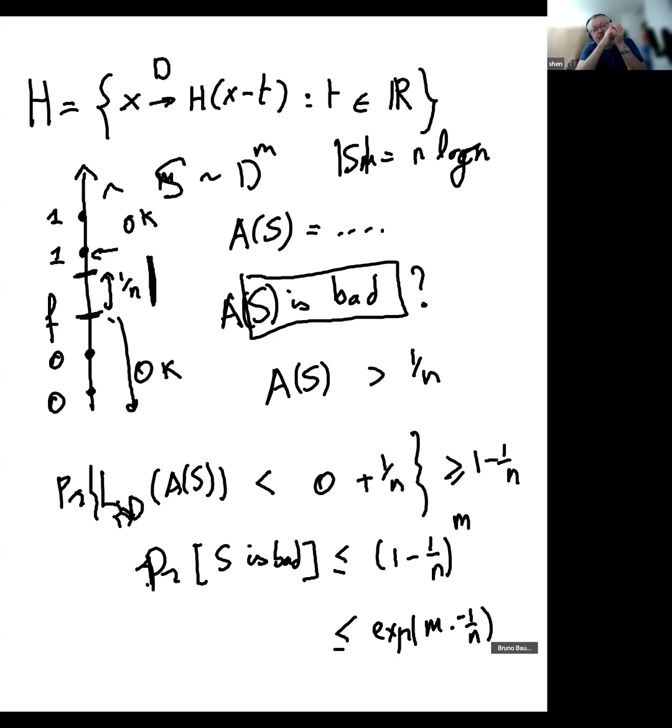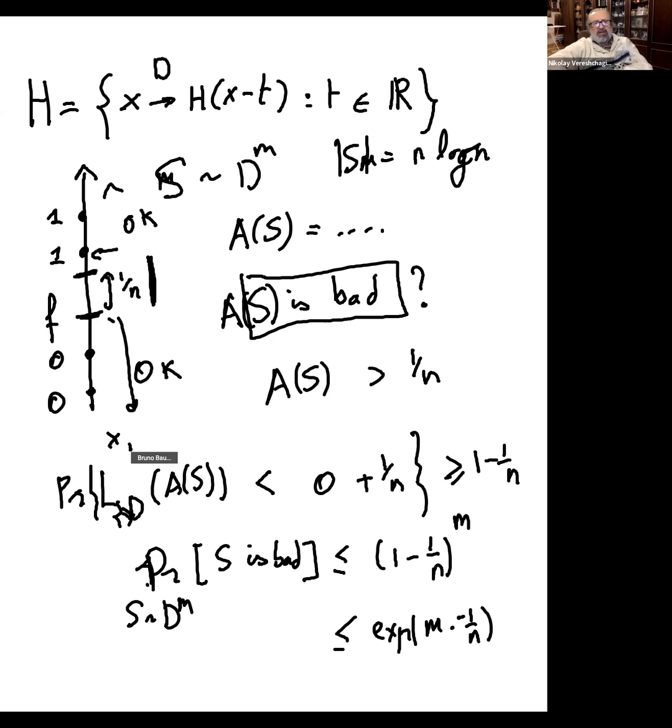But S is not fixed, it's a random variable. So why is the probability that this is bad small? S is obtained by taking m samples from the same distribution D. For the first one, what is the probability that x1 avoids this region? The region depends on S, yeah? Or am I missing something? No, the region does not depend on S. The region depends only on the probability distribution and the true function, which we fix.